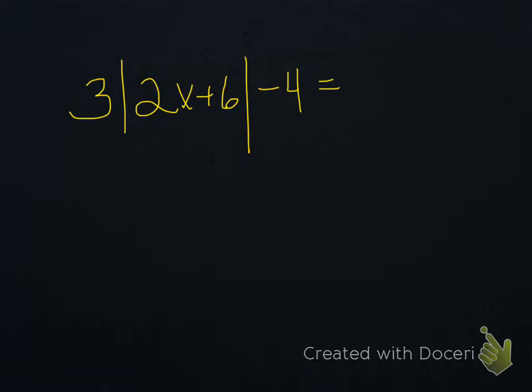So let's say we have 3 times the absolute value of 2x plus 6, close absolute value, minus 4 equals, I don't know, 12. Let's do 11. See if I did that math in my head. If not, I'm going back because I don't want to work with fractions too early.